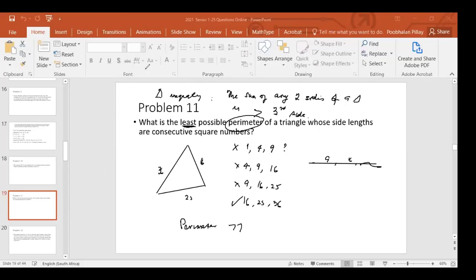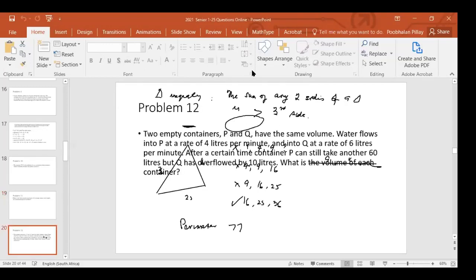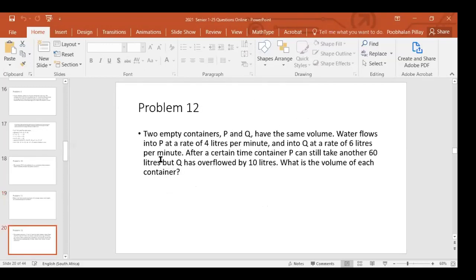The next problem you're going to do is problem number 12. Problem number 12 says 2 empty containers, P and Q, have the same volume. All right, so what have we got? Let's just draw these containers.